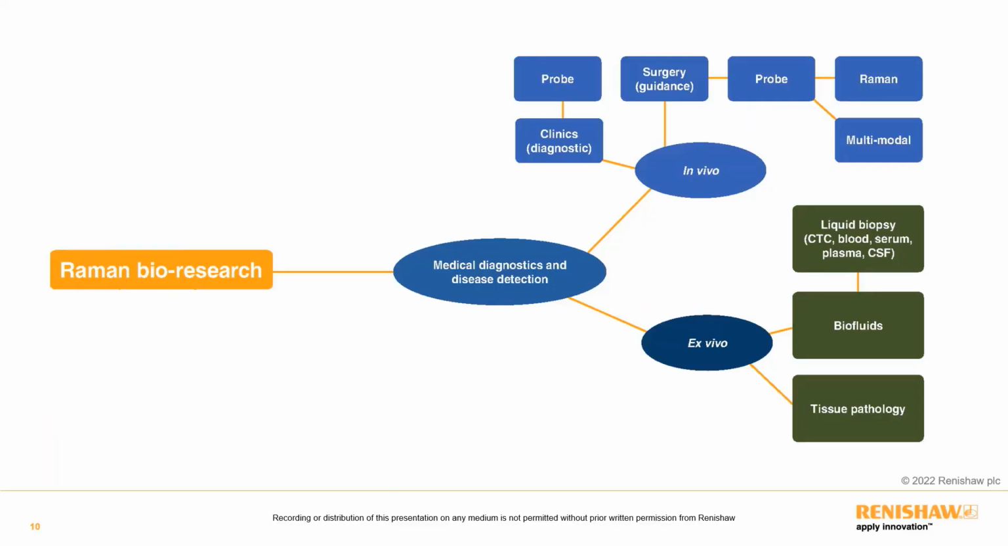So specifically here, we have two main branches coming off of our medical diagnostics and disease detection section. Ex vivo involves the analysis of tissues and biofluids which are not in situ for disease detection. So for example, tissue which has been removed from a patient during a biopsy for detection of cancer. The samples are then taken away to a lab or a clinic and analysed on an instrument. On the other hand, we have in vivo analysis, which is ultimately using a probe in situ to collect Raman spectra and determine if cells, tissues and biofluids are diseased or normal.